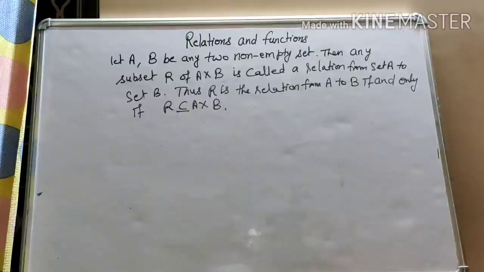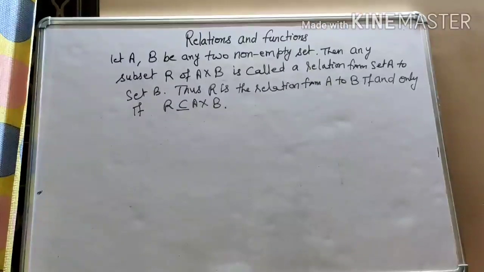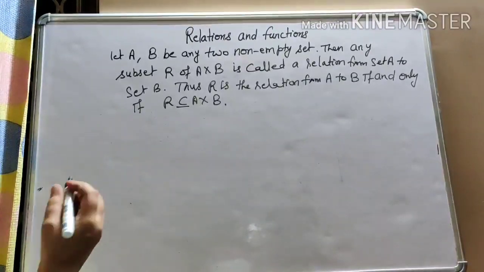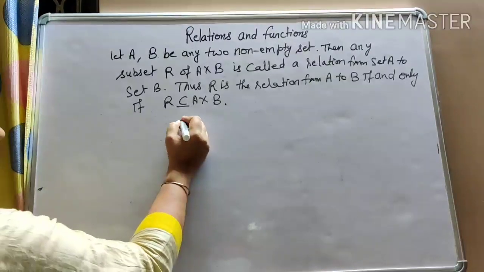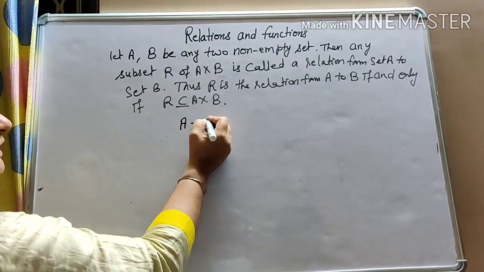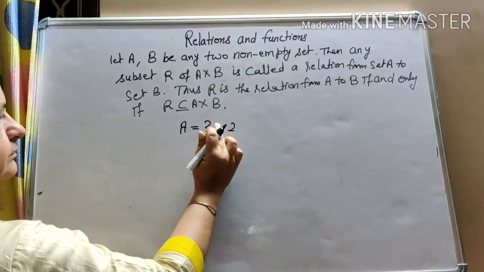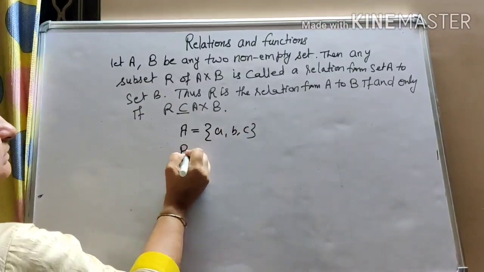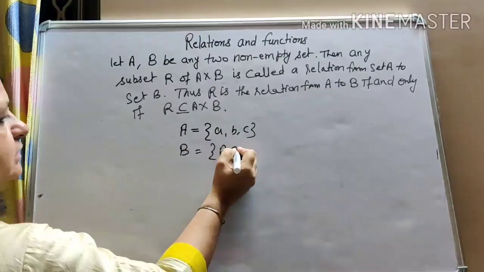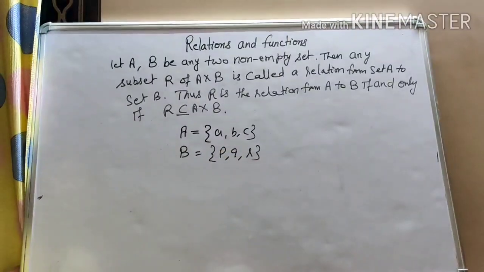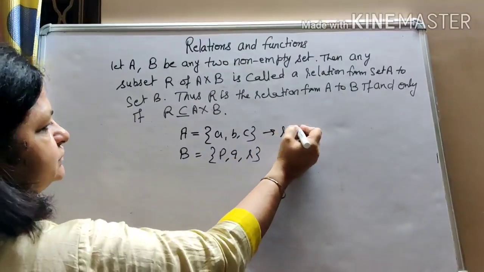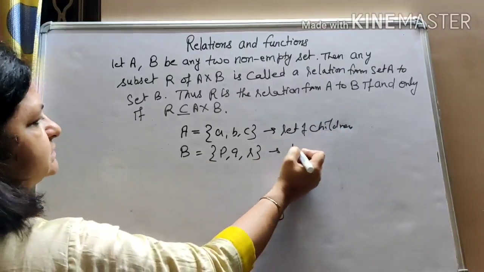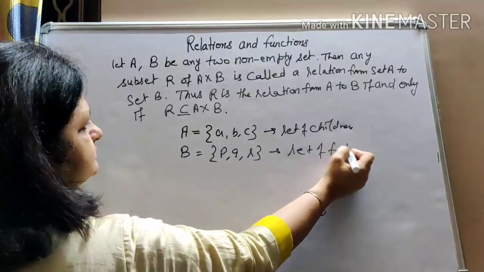Now, what is relation? To understand the definition of relation, let's take one example. Let set A is A, B, C. Set B is P, Q, R. Set A is the set of children and B is the set of fathers.